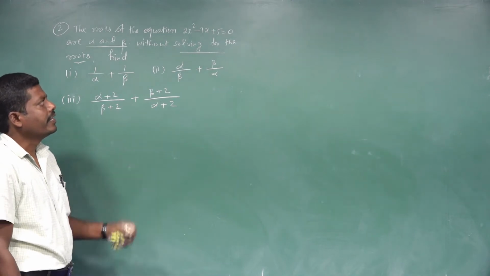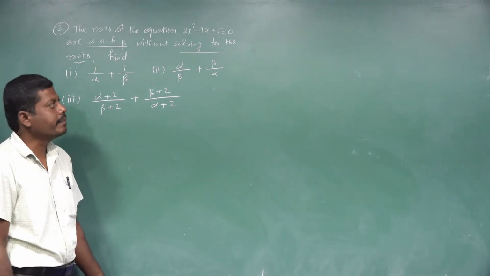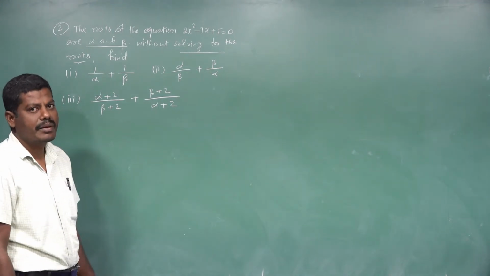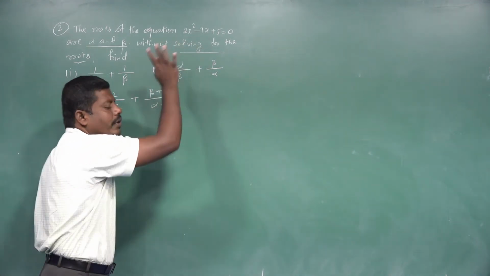Understand? Finding roots means we have three methods. One method is the factorization method, another one is the completing the square method, and the third one is the formula method. Don't factorize this quadratic equation.